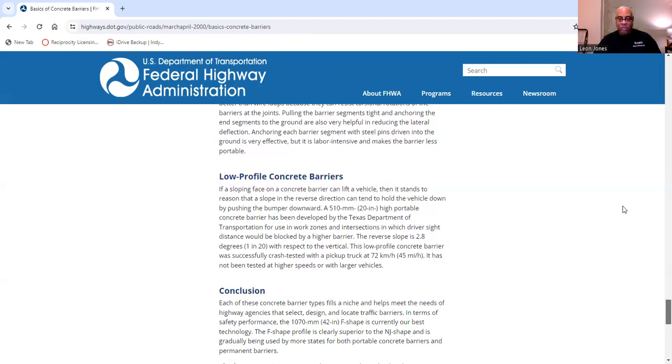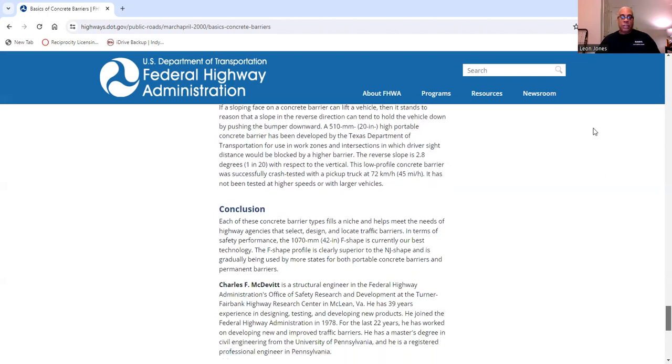It has not been tested at higher speeds with larger vehicles. Now, in conclusion, each of these concrete barrier types fills a niche, and it helps the needs of highway agencies that select, design, and locate traffic barriers.